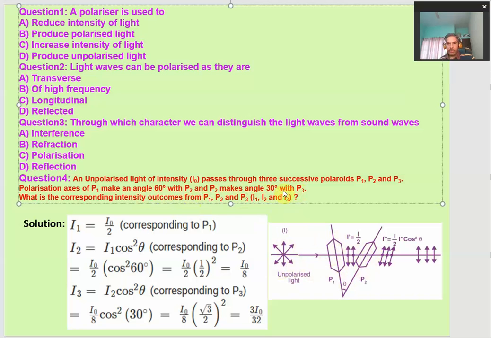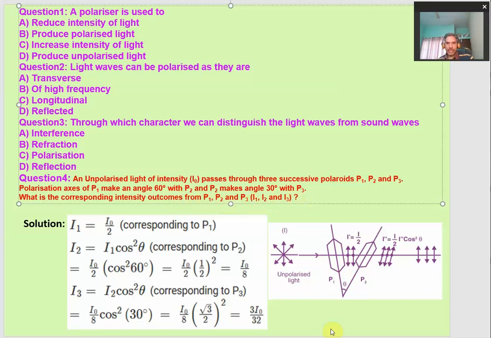So what is asked here? This is the situation, what is given. What is asked? What are the corresponding intensity outcomes from P1, P2 and P3? I1, I2 and I3 we can name them. So we have to find out the intensity of the light coming out of the first polarizer P1, after the second polarizer P2 and after the third polarizer P3. So let us proceed with the solution.